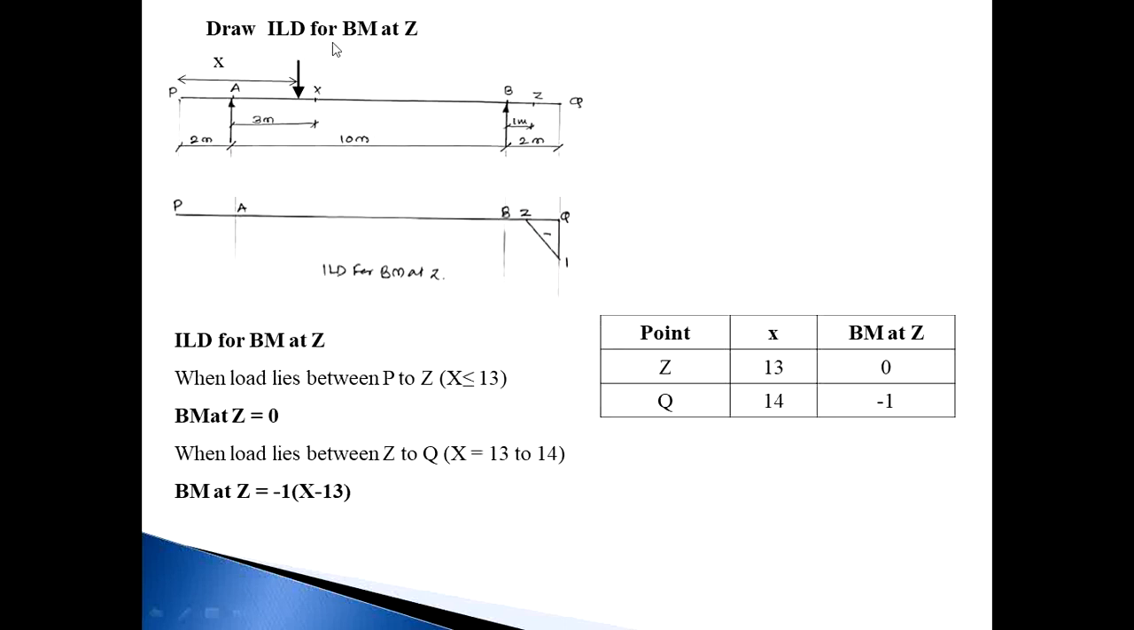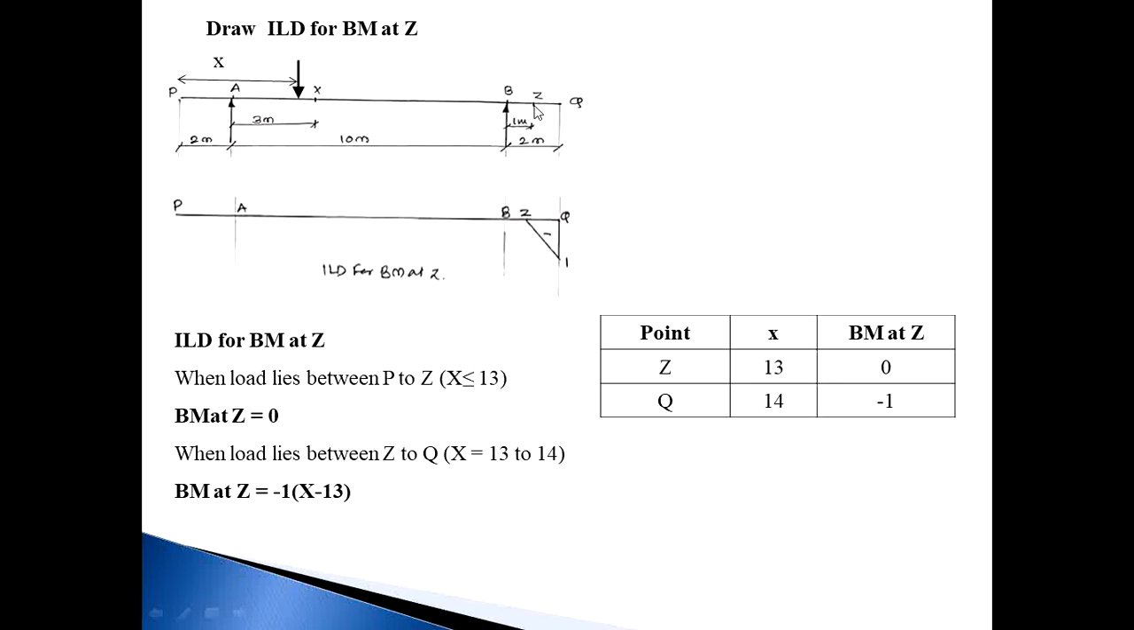Then next, draw ILD for bending moment at Z. Once again, split or divide into two parts, that is Z right and Z left. Suppose load lies between P to Z. The number of forces on the left side of this Z is 1 kilonewton, Ra and Rb, and the number of forces on the right side of this Z is 0. So I consider the right side of this section, means bending moment at Z becomes 0.